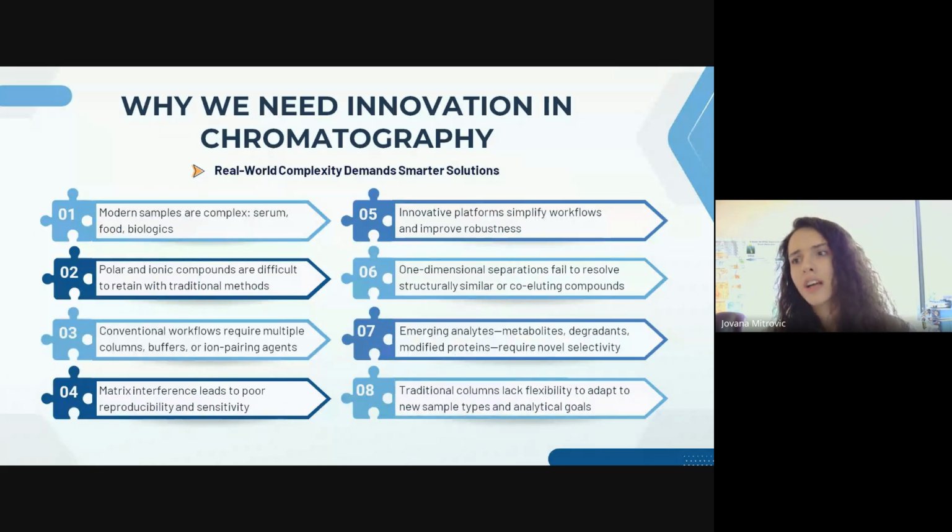And today's talk is about innovation, about simplifying workflows, improving robustness, and enabling the resolution of coeluting or structurally similar compounds, especially for emerging analytes like degradants and modified biomolecules. And that's where mixed mode and advanced techniques come in.